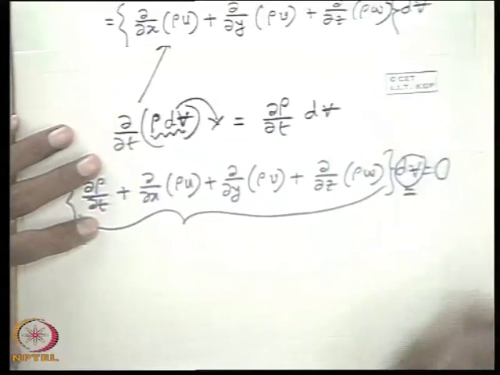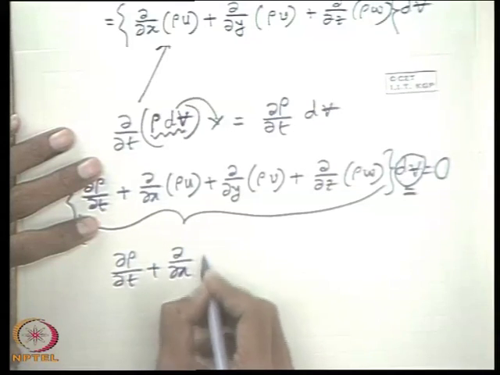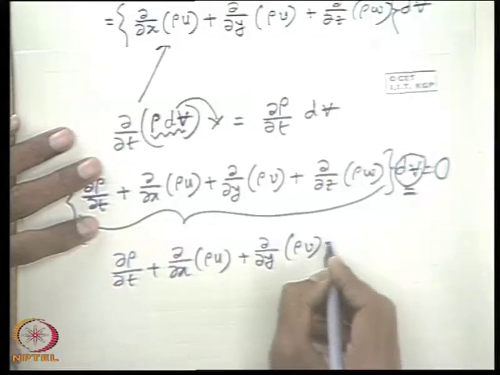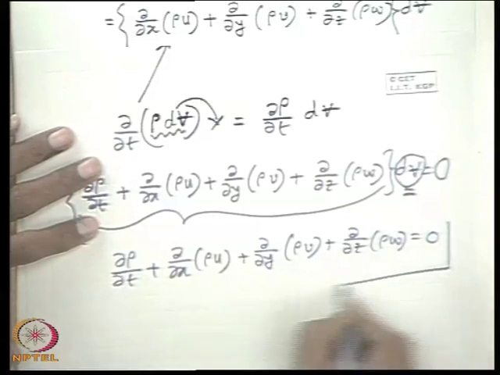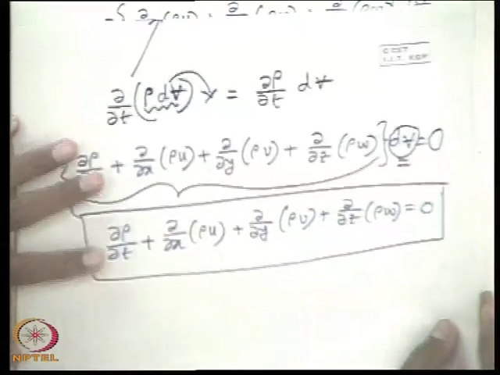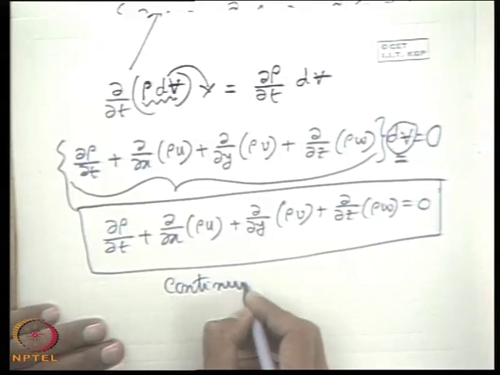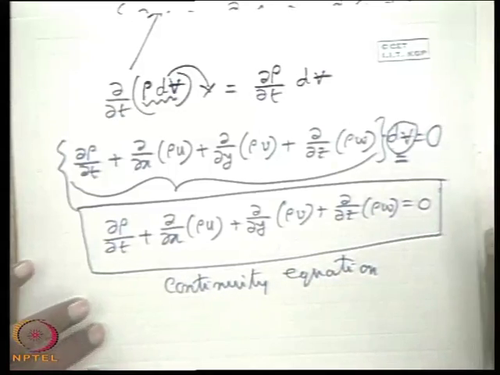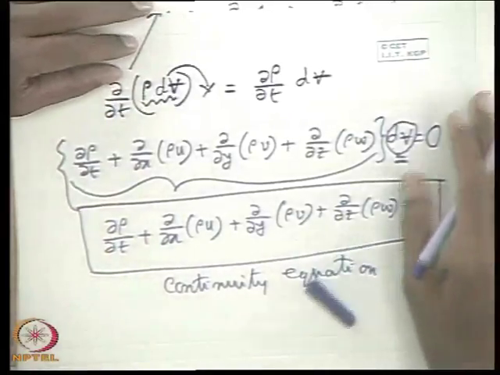So finally, we can write the continuity equation in a Cartesian coordinate system. The application of conservation of mass to a control volume gives an equation known as the continuity equation. The continuity equation in Cartesian coordinates is del rho del t plus del del x of rho u plus del del y of rho v plus del del z of rho w is equal to 0.